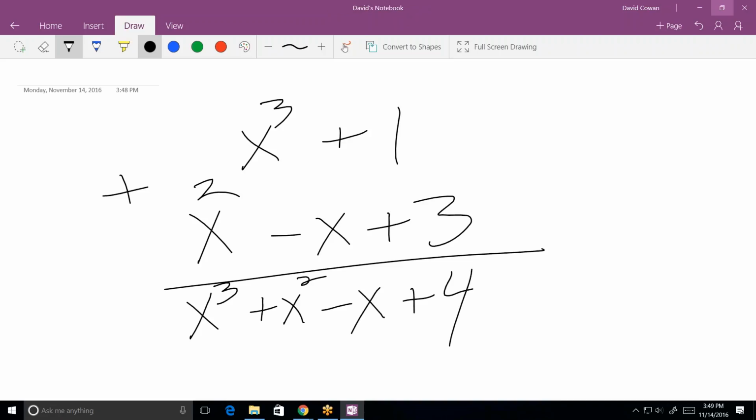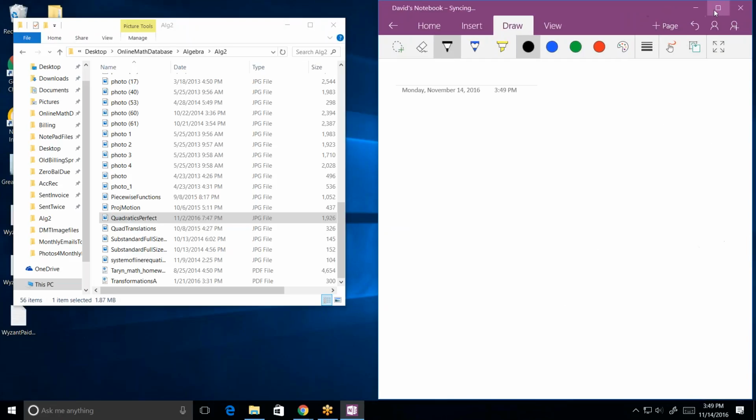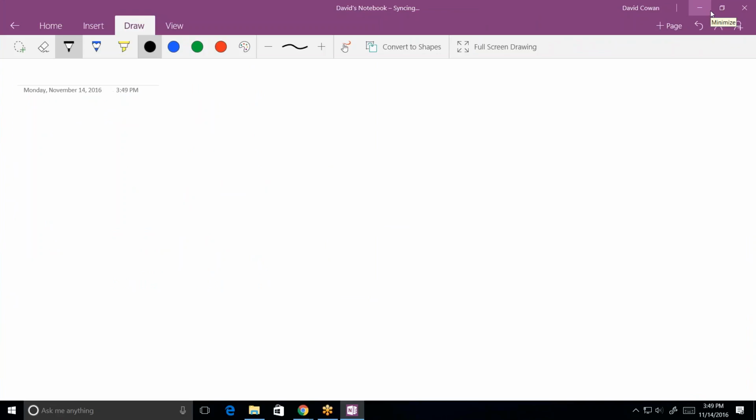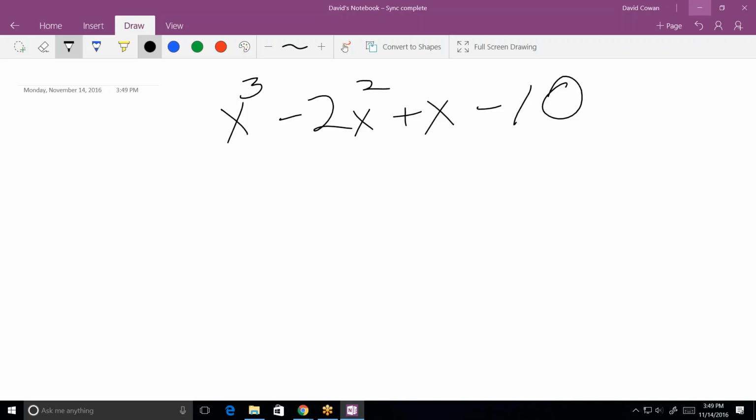It's combining like terms. Now, let me introduce you to the hardest part of this chapter coming up. And that is when we have cubic functions. In other words, this chapter talks about polynomials that are greater than quadratics. They're higher degree. Okay? Well, if we have something like this, how do we factor that?